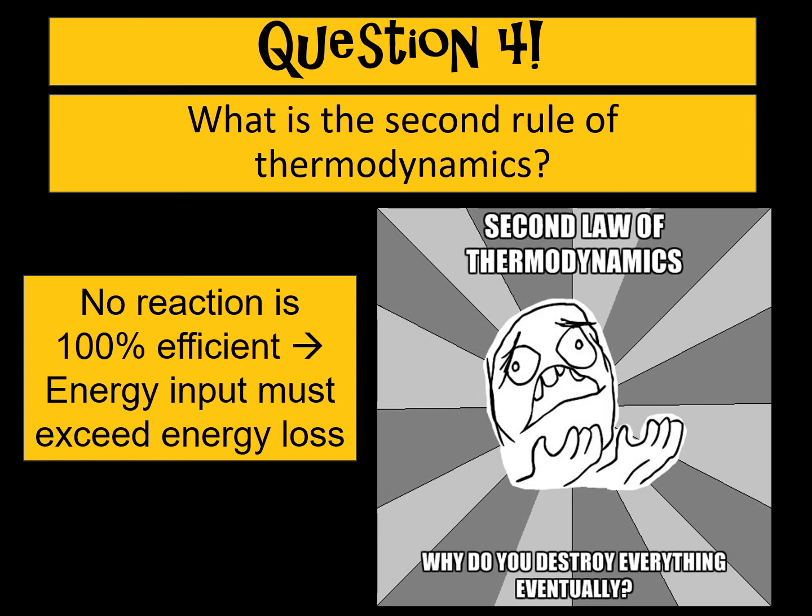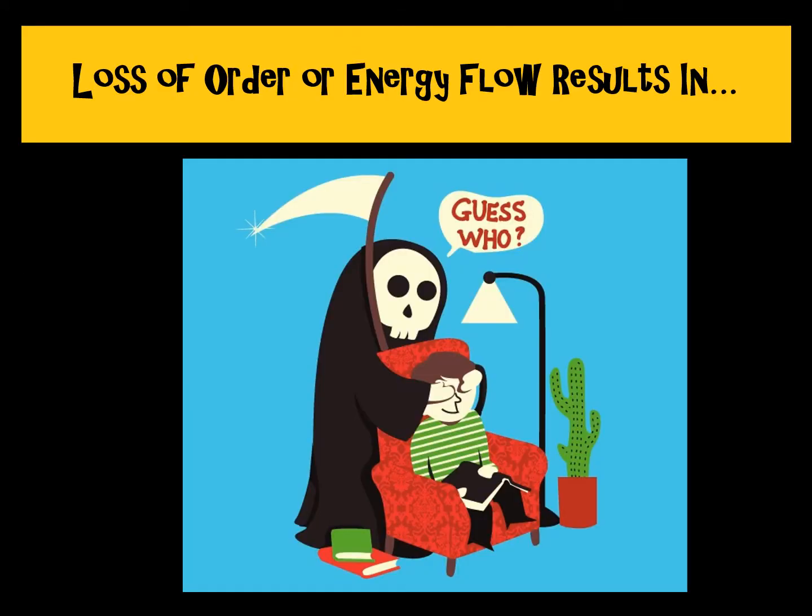So again, no reaction is 100% efficient. When you change the type of energy from one form to the next, you're always going to lose a little bit of that efficiency of the energy. And what is sad is when you lose the energy flow and the order of the energy flow, it usually will always result in the death of that living organism.